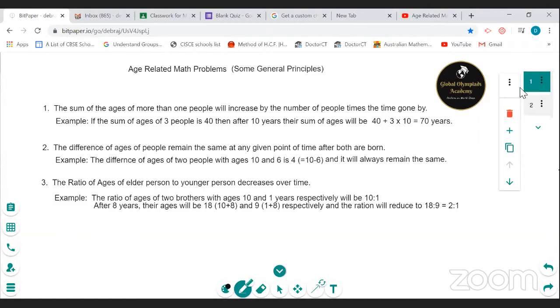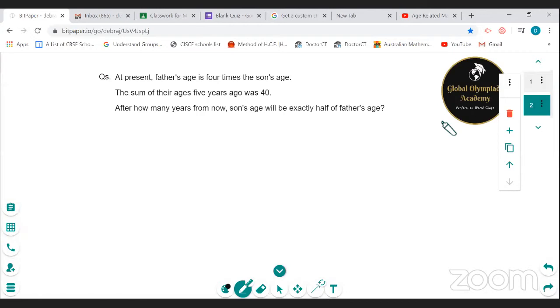Now let's try and use some of these principles in a problem. The question says, at present, the father's age is 4 times the son's age. The sum of their ages 5 years ago was 40. After how many years from now will the son's age be exactly half of the father's age?